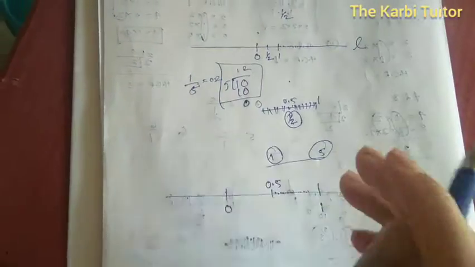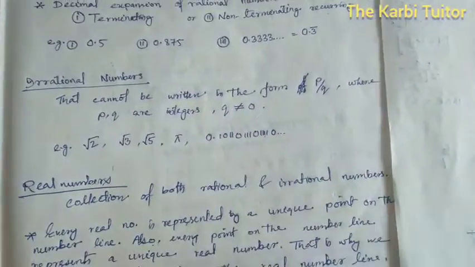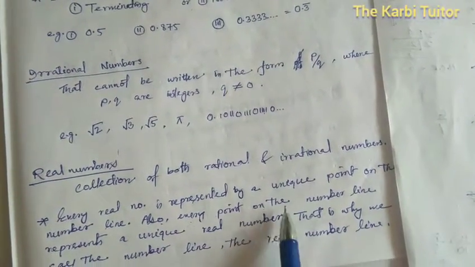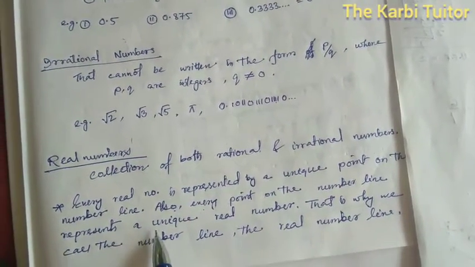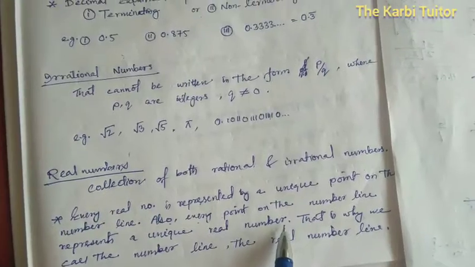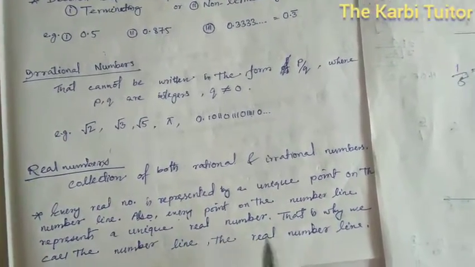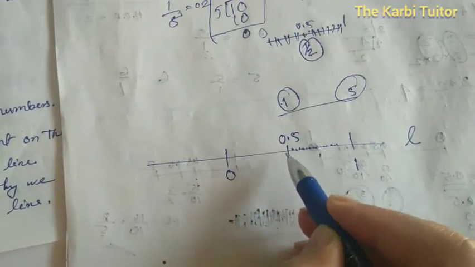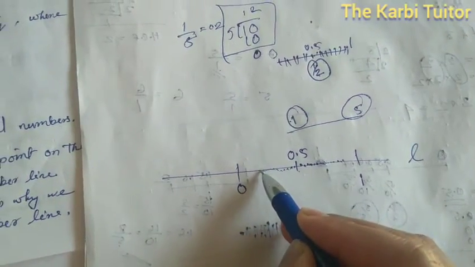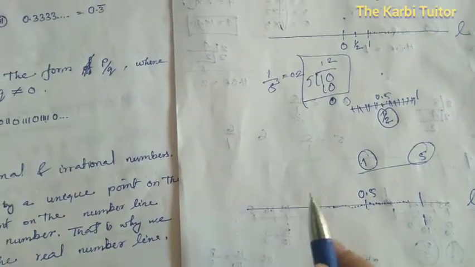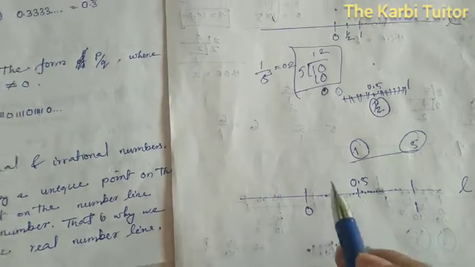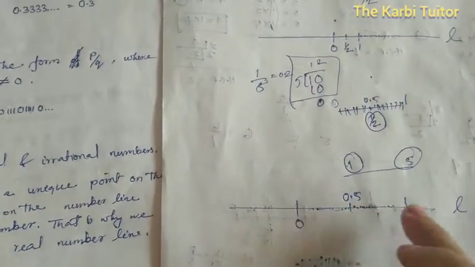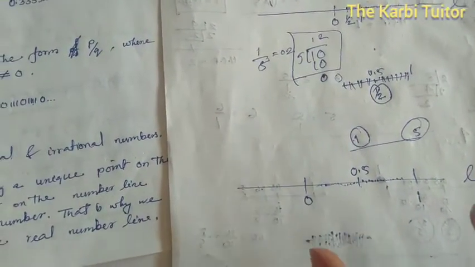Every point on the number line represents a unique real number. That means every point on the number line corresponds to a real number, and so the number line is called the real number line.